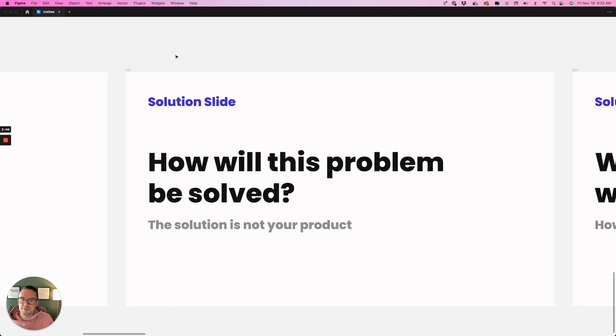Then we have the solution slide, which is, how will this problem be solved? A key thing to consider here is that the solution is not your product. If I'm Elon Musk and I'm selling Tesla cars, the solution is electric vehicles. I just happen to be, as the owner of Tesla, the best positioned to deliver on that particular solution. That way you're defending the concept solution, not the actual product. I'm not defending Tesla. I'm defending electric cars. And now they're open to hearing about my specific way that I can solve that with my specific brand.